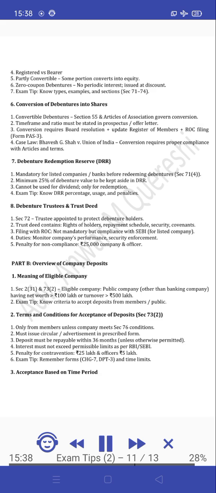2. Terms and conditions for acceptance of deposits Sec 73(2). 1. Only from members unless company meets Sec 76 conditions. 2. Must issue circular advertisement in prescribed form. 3. Deposit must be repayable within 36 months unless otherwise permitted. 4. Interest must not exceed permissible limits as per RBI SEBI. 5. Penalty for contravention. 25 lakh rupees and officers 5 lakh rupees. 6. Exam tip. Remember forms CHG 7, DPT 3 and time limits.